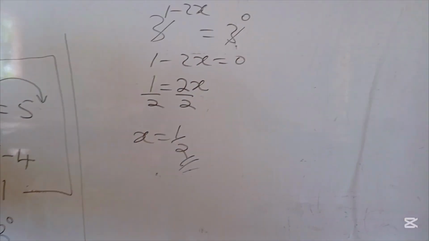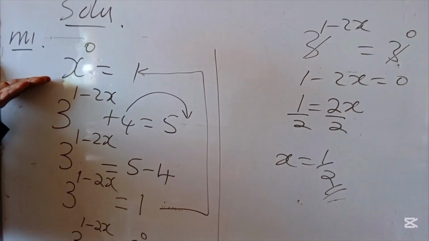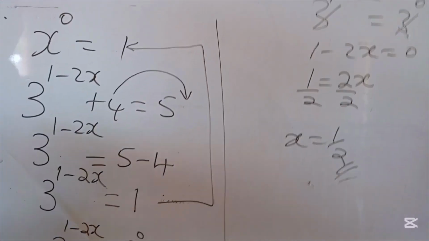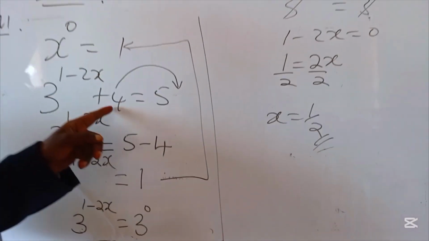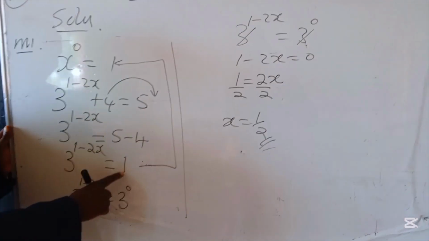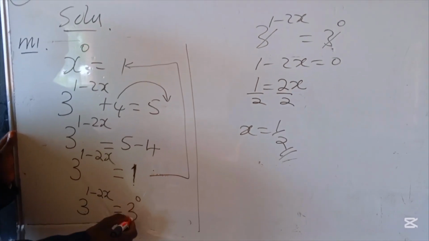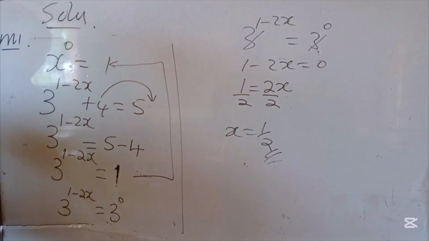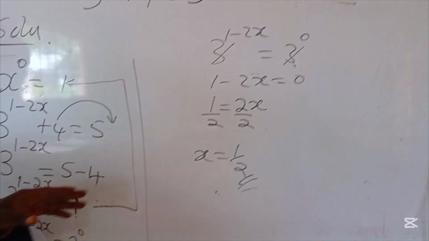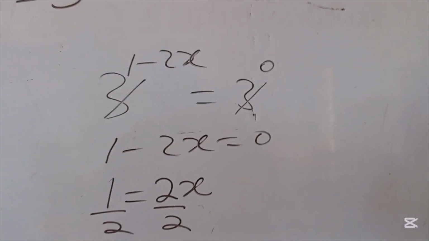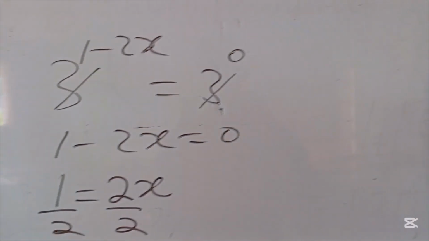So, fellow viewers, what was I saying? I was saying the first method is the application of laws of indices, where I believe that any number to the power 0 is 1, and then I will shift this 4 to this side and it becomes a negative. I have produced a 1. So now this one is replaced by 3 to the power 0 because it is 1. The bases are the same. Since the bases are the same, you come up with this equation of the powers, and then you solve it, you come up with that one. This is method number 1.